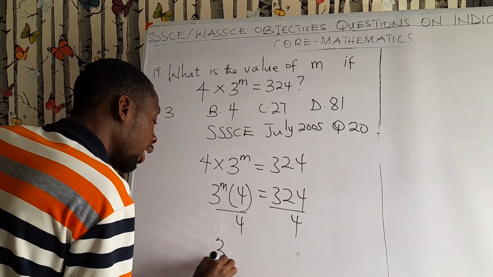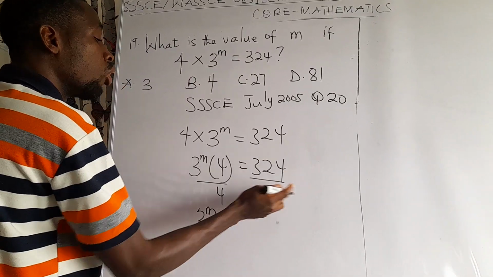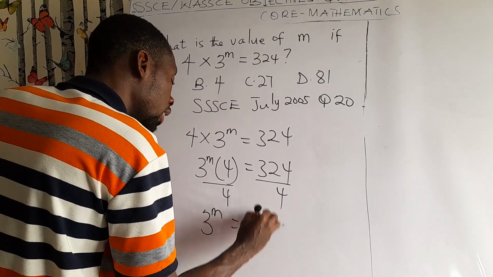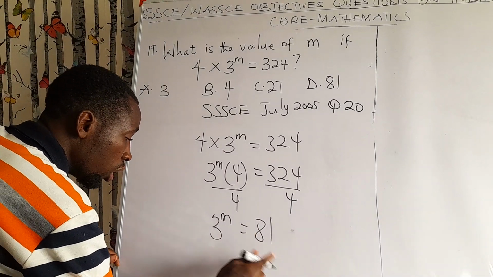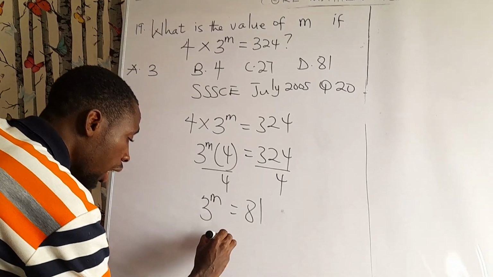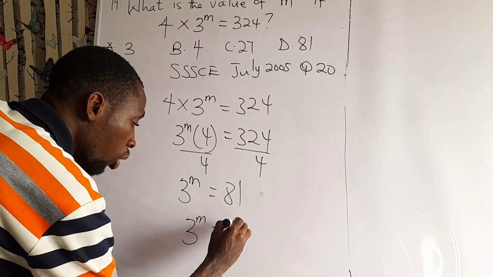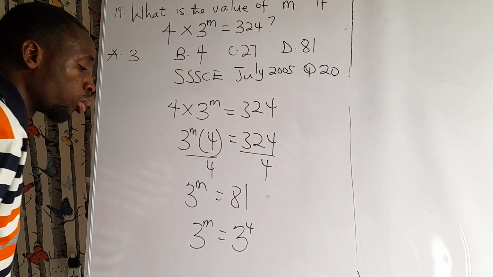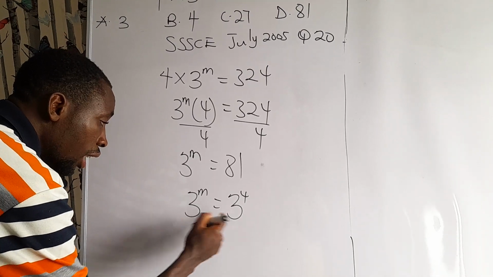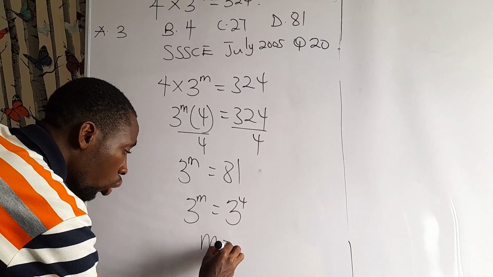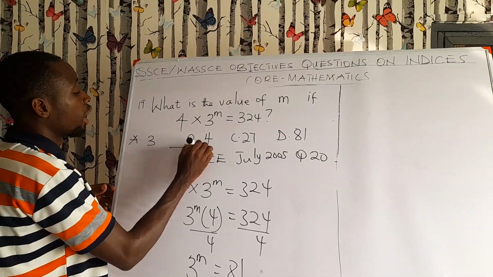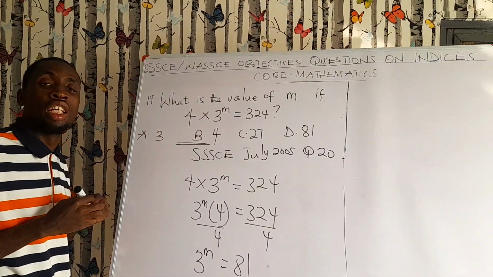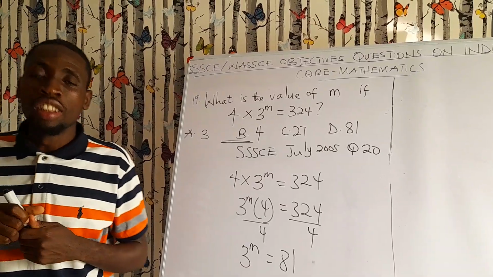So we have 3 exponent m, and 324 divided by 4 is 81. Now we make sure both sides have the same base. 3 exponent m is equal to 3 exponent 4, since 81 is 3 exponent 4. Now the bases are the same, so we equate the exponents. So m is equal to 4. The correct answer there is B. I hope you had it correct.